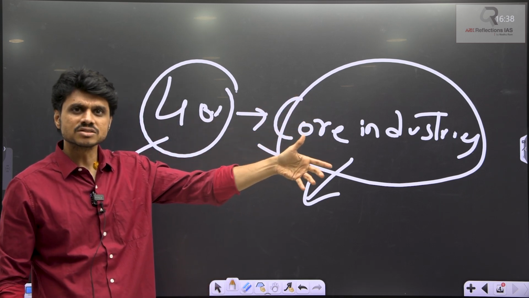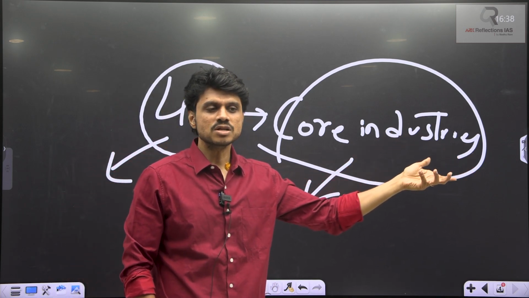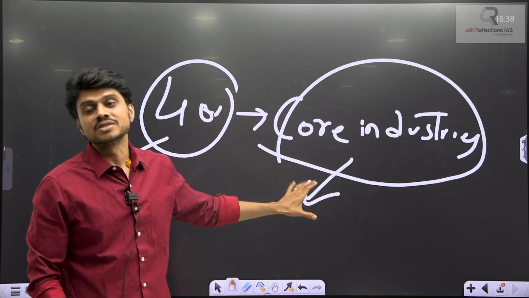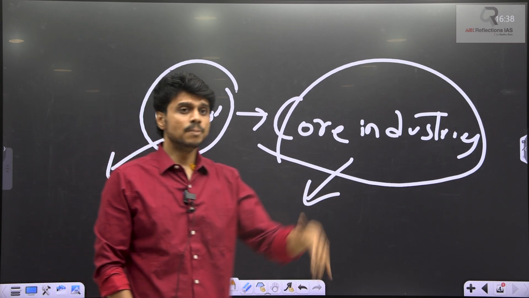But will they ask, okay, what was the growth rate of core industries in March, in April? No, right? So they will ask, who is collecting this information? What percentage of the industries are the core industries? Okay, this is from the prelims point of view.